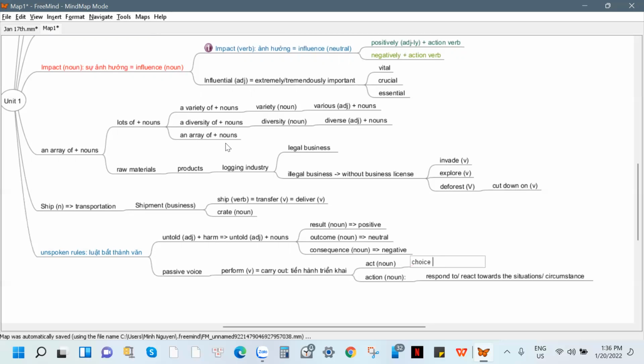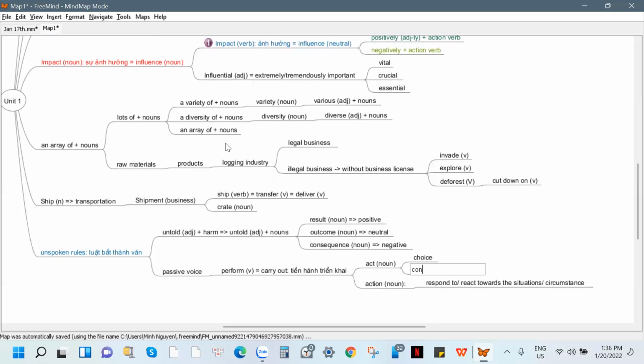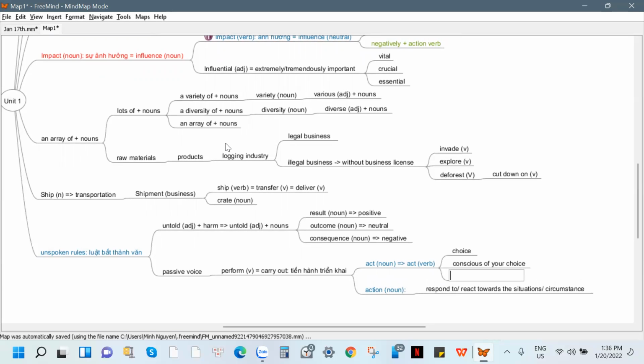Okay, that is your choice, and you are conscious of your choice. So if you use the word act, it means you understand why you act like this. You understand what reasons and what causes are behind your act. The word act can be used as an action verb in English. That is the reason why people in advanced English are going to say something like, I'm going to act wisely in a situation.